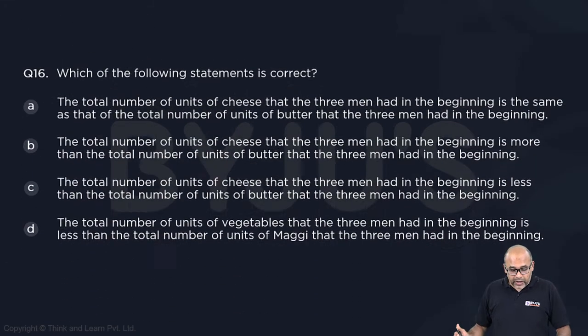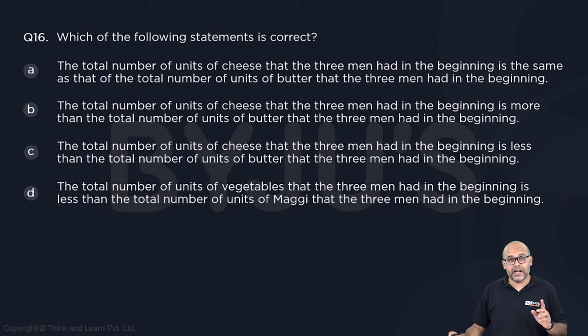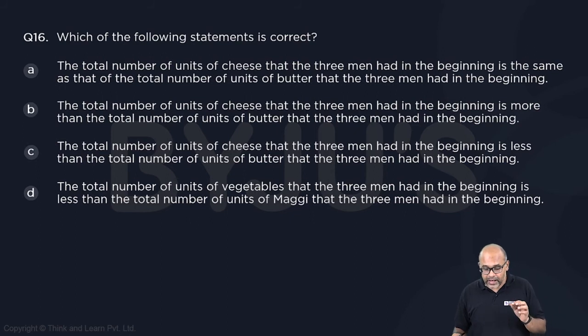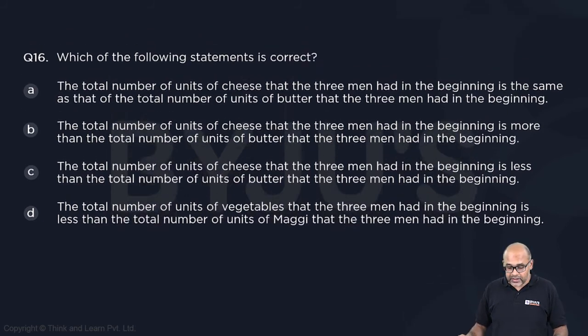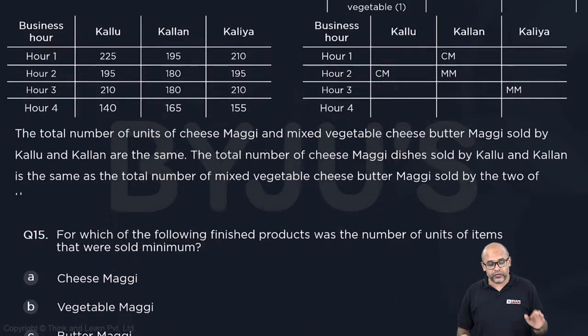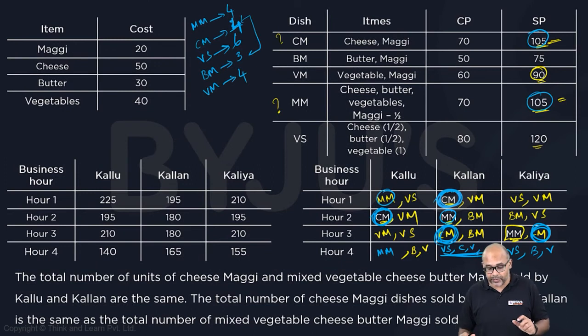Question number 16, which of the following statements is correct? So let's start with the first statement. The total number of units of cheese that the 3 men had in the beginning is the same as that of the total number of units of butter that the 3 men had in the beginning. So let's start with what is the number of cheese and butter units that they would have at the beginning.